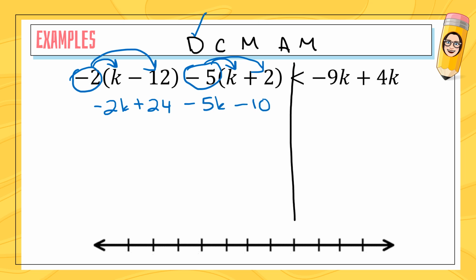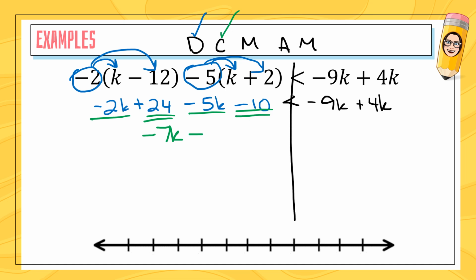All right, let's drop down. Next step, we want to combine. So much going on here. All right, negative 2k's and negative 5k's. If I combine, that's negative 7k's. A regular 24 and a negative 10 create a positive 14.